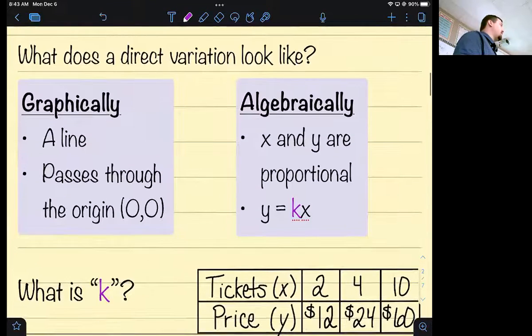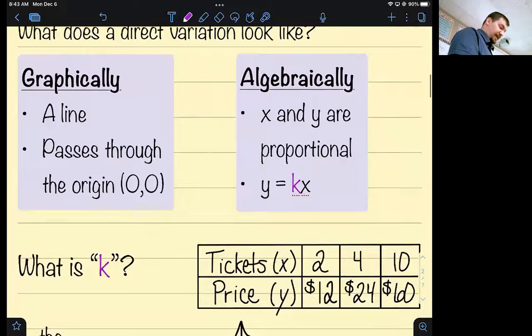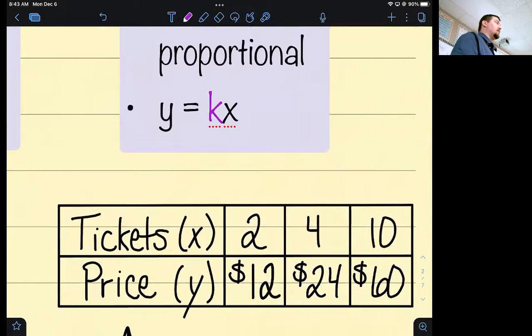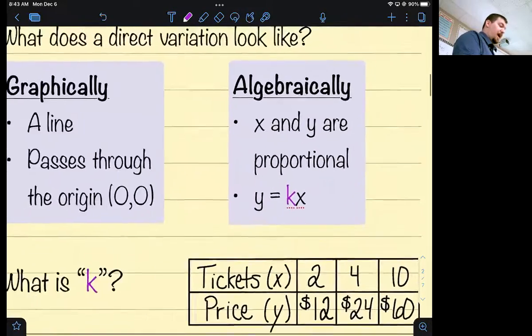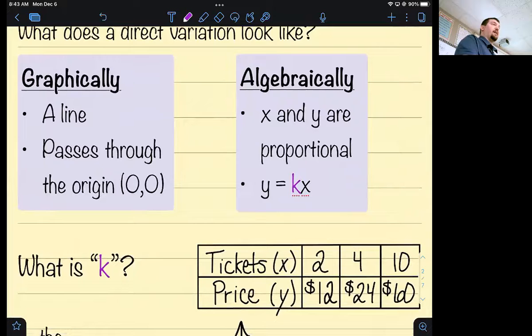But we don't always have a graph. So algebraically, for example, let's say I just have a chart like this. Algebraically, to see if it's a direct variation, I'm going to see if x and y are proportional. And how do I do that? Do you remember back earlier in this chapter, we said there were 3 ways that you could tell 2 ratios were proportional. What are those 3 ways?